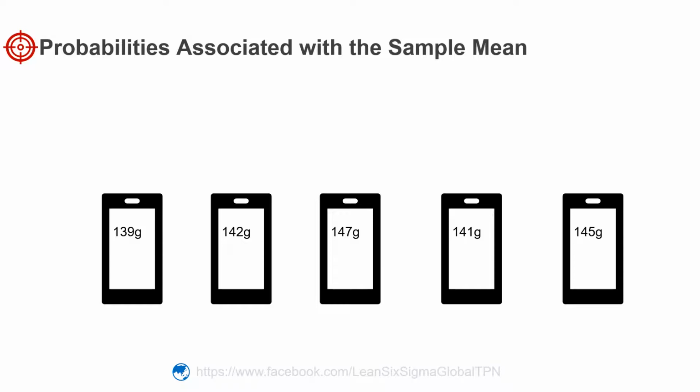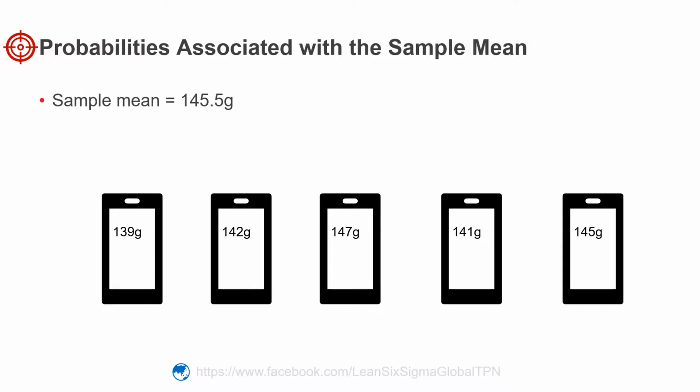Let's recall what we are trying to accomplish by sampling. We want to use statistics such as the sample mean to draw conclusions about population parameters such as the process mean. The target for the mean phone weight is 145 grams, but we observe a sample mean of 145.5 grams.